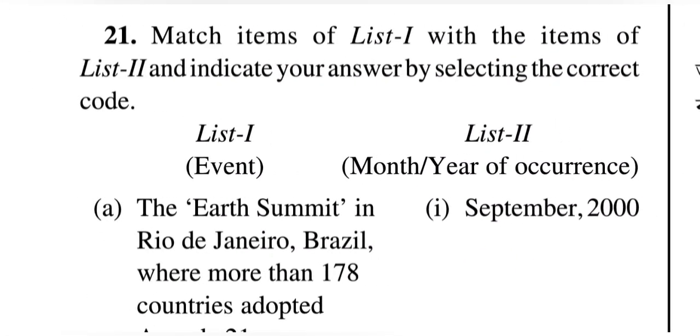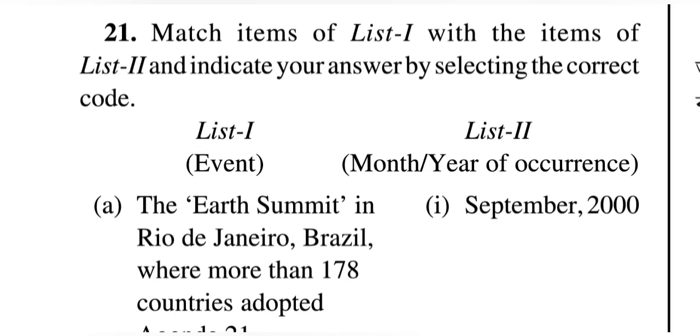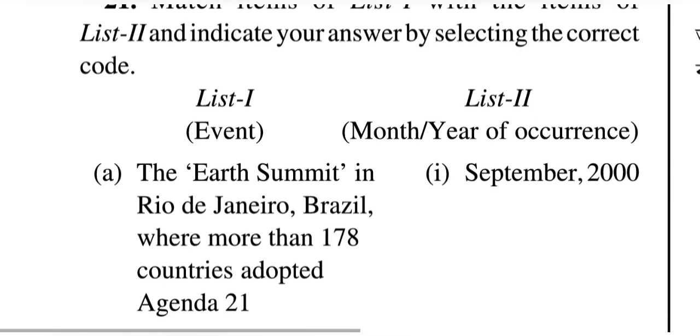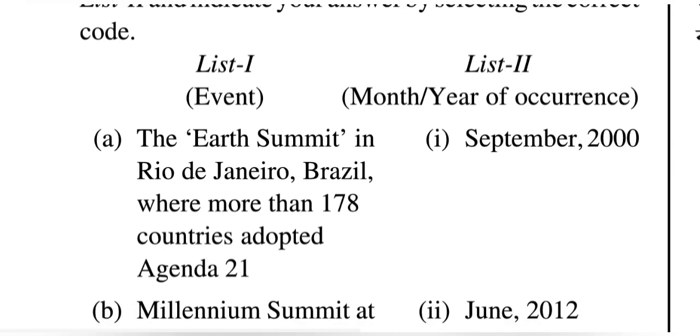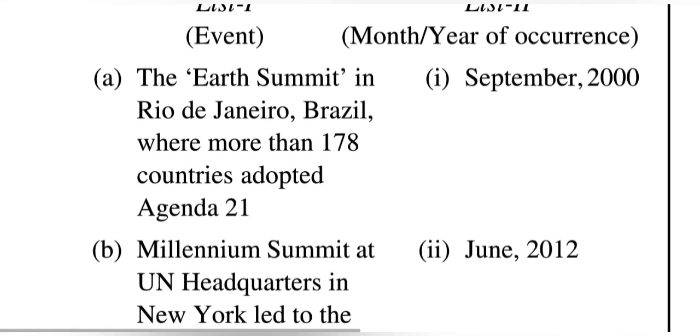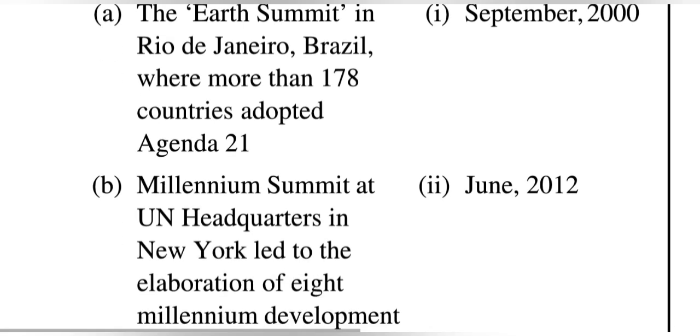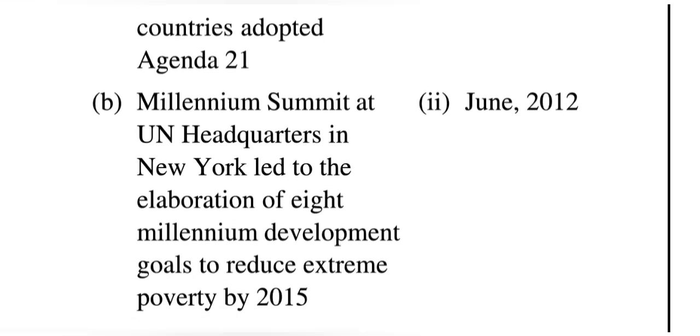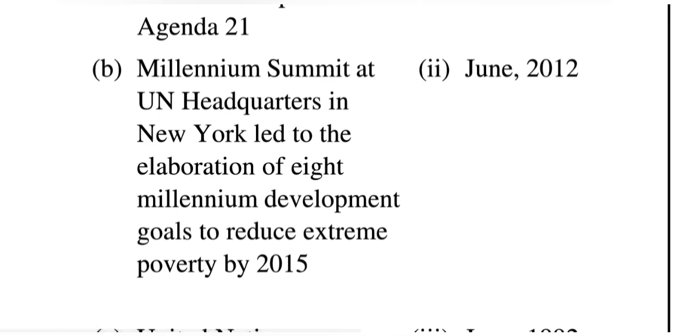Number 21, it's a match the list question. It says match items of list 1 with the items of list 2 and indicate your answer by selecting the correct code. In list 1 we have event, in list 2 we have month, year of occurrence. In list 1, A, we have the Earth Summit in Rio de Janeiro, Brazil, where more than 178 countries adopted Agenda 21. B, we have Millennium Summit at UN headquarters in New York led to the elaboration of 8 Millennium Development Goals to reduce extreme poverty by 2015.